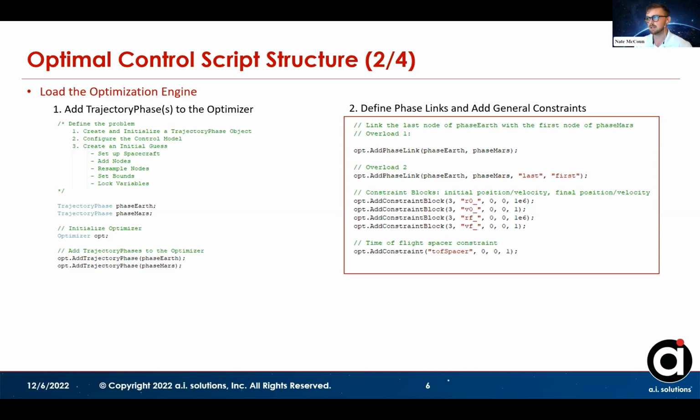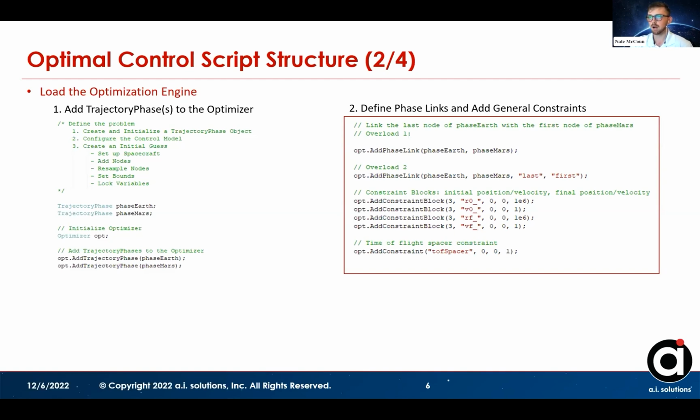And we do this through the optimizer.addPhaseLink method call. You can see we have two overloads shown here. In the first overload, we are linking the last node of phase Earth with the first node of phase Mars. The second overload demonstrates the same behavior, but it's a little bit more explicit, where we're linking the last node again of phase Earth to the first node of phase Mars, creating that continuous trajectory arc. We won't go too in depth on the constraints, considering they are a part of the enhancements added to FreeFlyer 7.6, but you can see here how we would add a constraint block for initial position and velocity, as well as final position and velocity through the opt.addConstraintBlock method call.